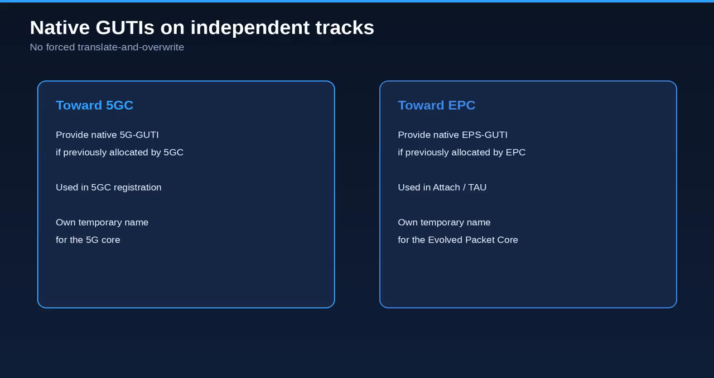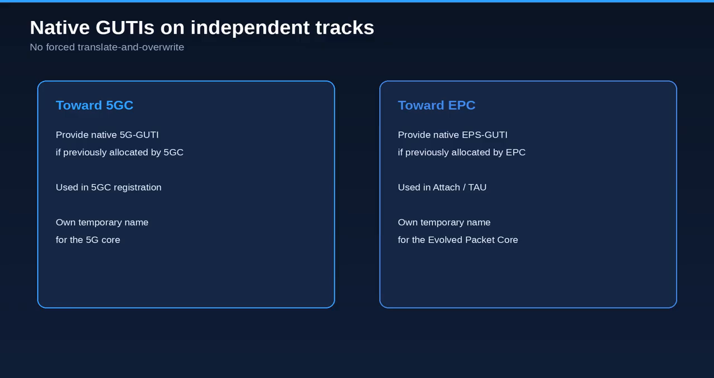Because the registrations are independent, the identities stay independent too. In dual registration mode, the UE maintains a 5G GUTI and an EPS GUTI on their own tracks. For registrations toward 5GC, the phone provides its native 5G GUTI if one was previously allocated by 5GC. For attach or tracking area update toward EPC, it provides its native EPS GUTI if EPC previously allocated one. No mandatory translate-and-overwrite step like single mode. Each core speaks its own temporary name for you.